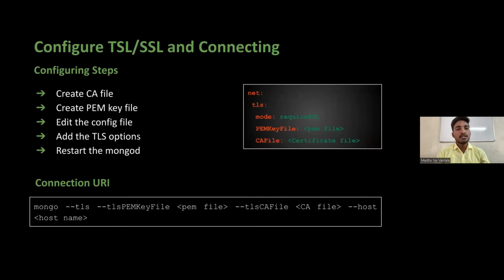These are the steps involved in configuring a TLS or SSL connection. Create a certificate authority root file, then create a client certificate key file, later edit the config file with these TLS options, then restart the MongoDB. This is the MongoDB URI flag structure. These are the flags used to authenticate from the command line. We need to specify the --host flag even though you are connecting from localhost.